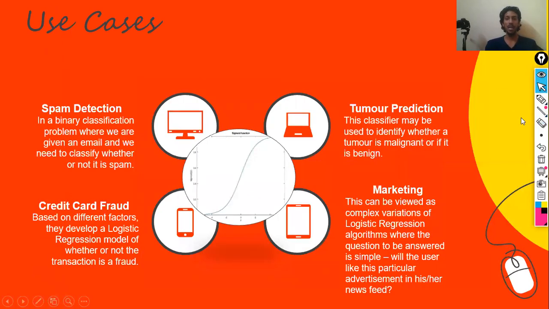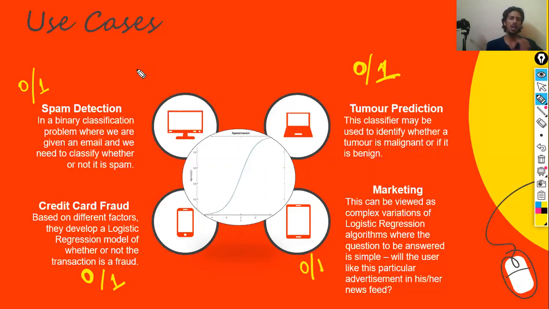Now, going forward, there are some great use cases that you have for logistic regression. The first one is spam detection. We can use this to detect spam, wherein if it is 0, the mail is spam, and if it is 1, it is not spam. Tumor prediction: if it is 0, it is benign, and if it is 1, it is malignant. Then you have credit card fraud: if it is not fraudulent, it is 0, and if it is fraudulent, it is 1. Marketing: if it is success, it is 0, and if it is failure, it is 1.